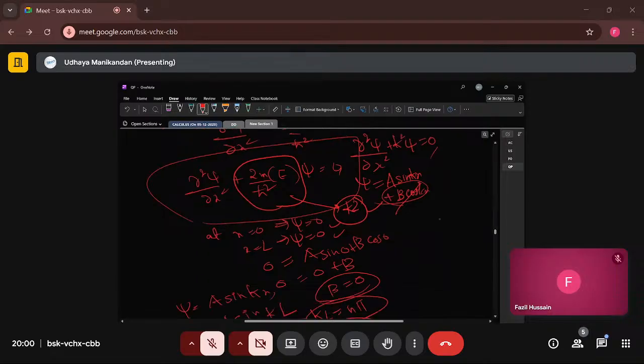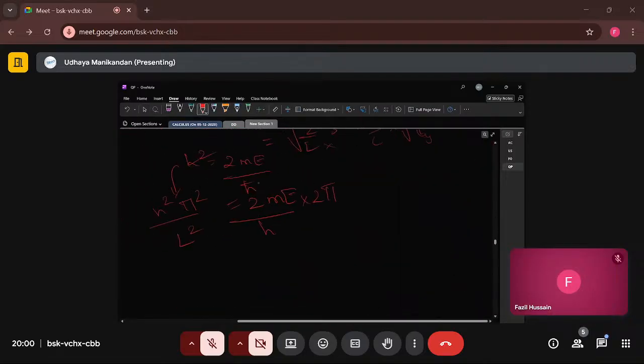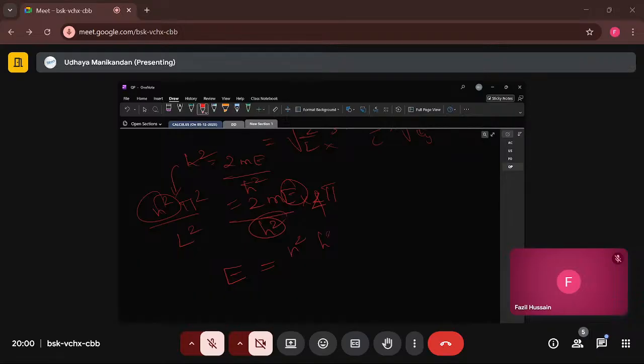So what happens here? This is squared, this is squared, this is 4. You have to derive the expression for energy E. E will be nothing but n squared, you take h squared by 4 into 2 is 8, m you can take down, and there will be L squared. That's it: n squared h squared by 8 m L squared. Pi squared cancels out. So n squared h squared by 8 m L squared is your expression for energy.